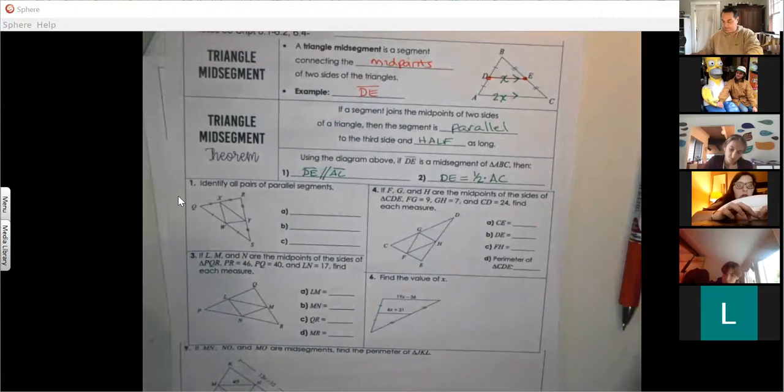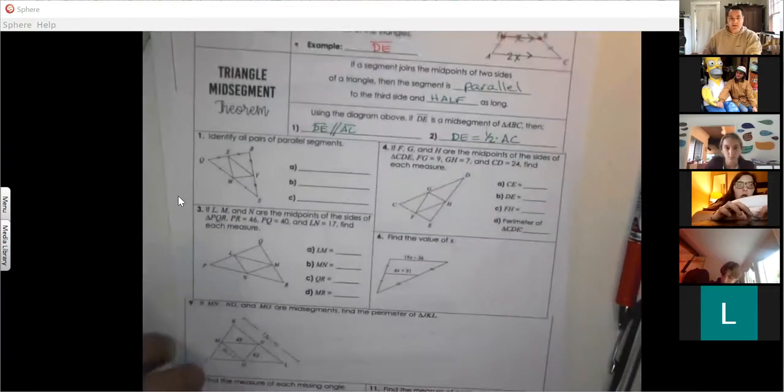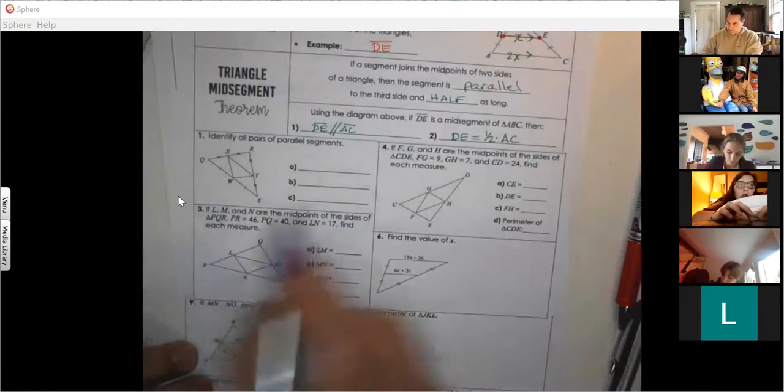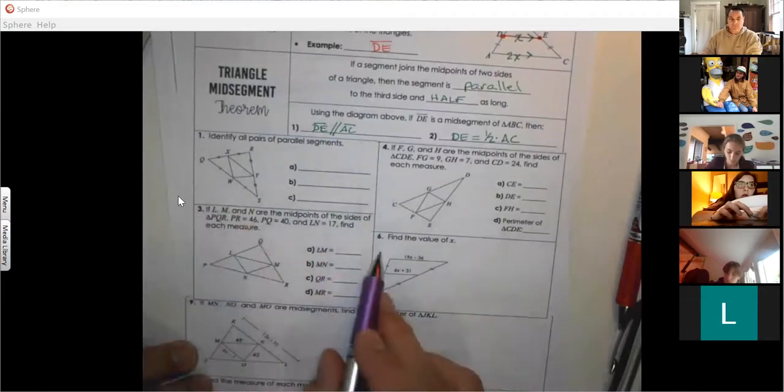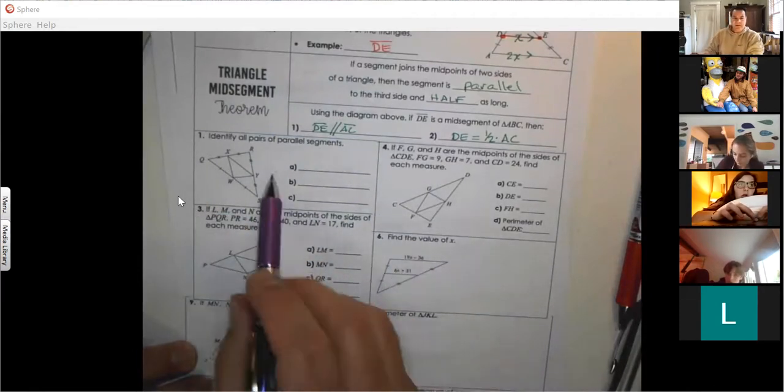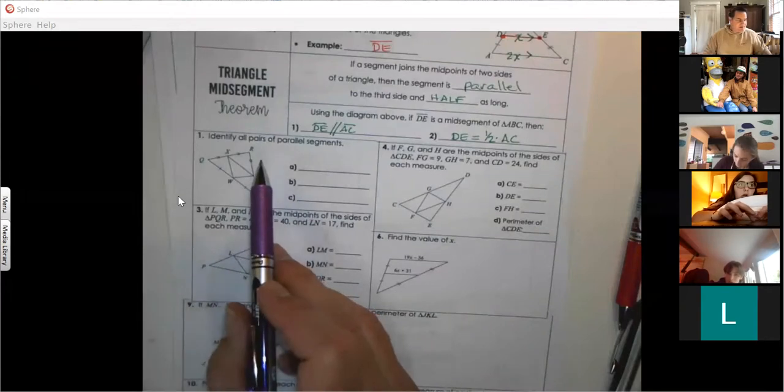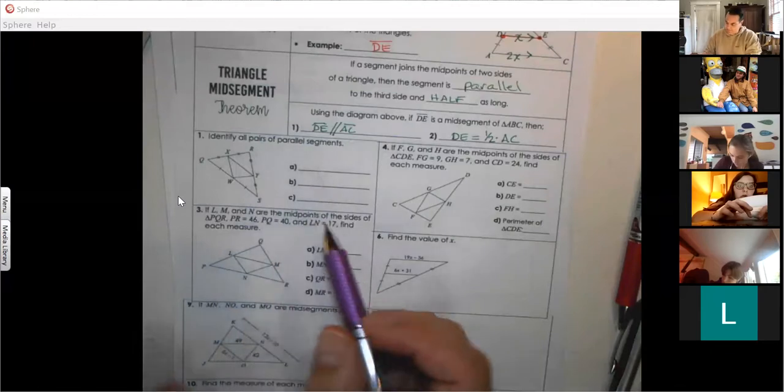We can now use that information to solve problems. Please forgive the notations here because I've cut and pasted, and so the numbers don't go in sequence. First, let's identify all pairs of parallel parts, or parallel segments.